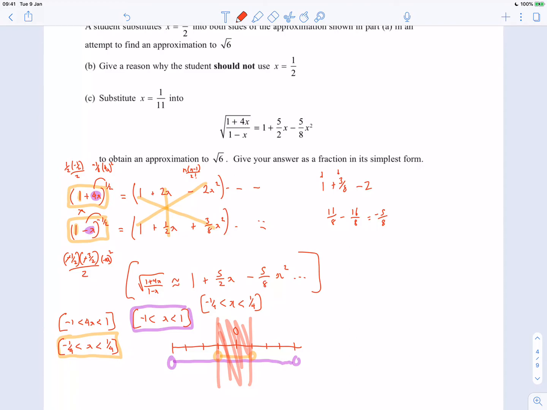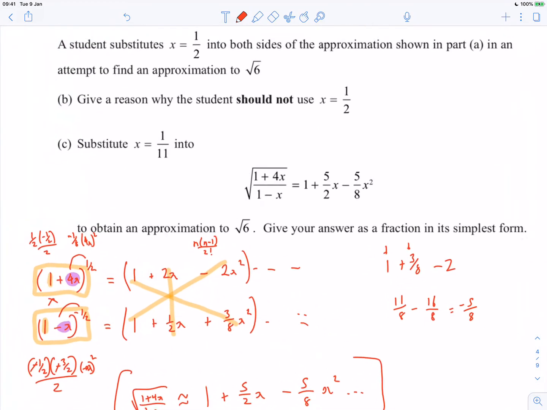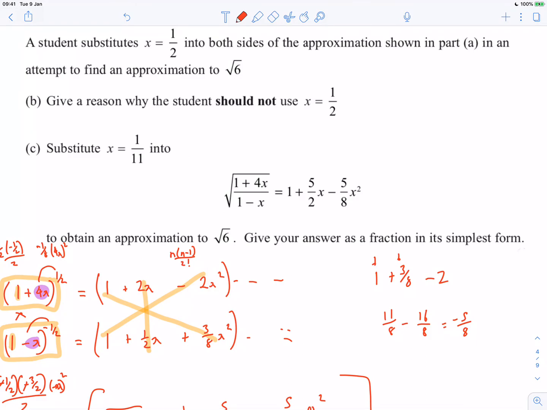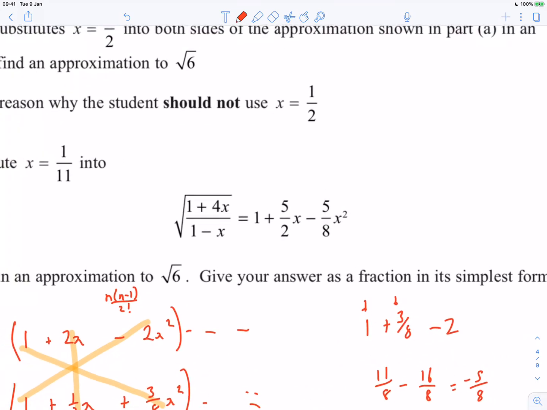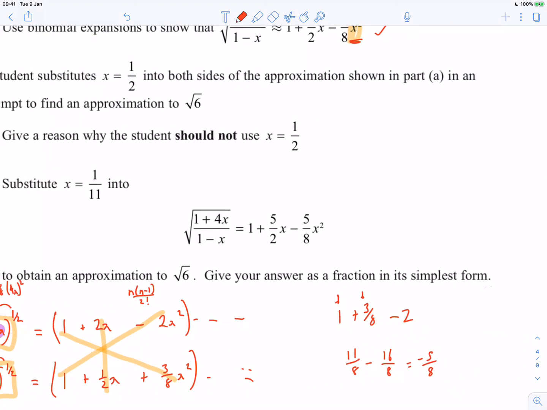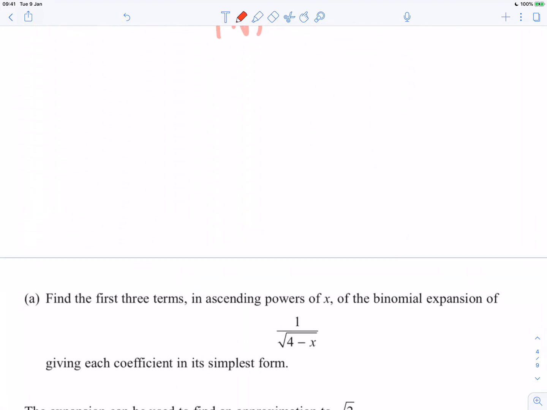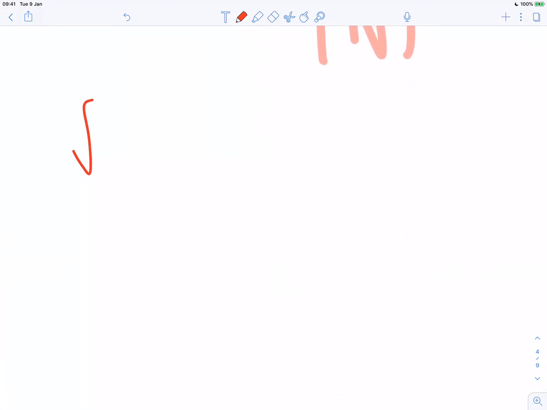Okay, for the next one, part C, substitute x equals 1 over 11 into this to obtain an approximation to root 6. So what happens if I sub 1 over 11 into the left-hand side? Well, let's deal with that over here. So the square root of 1 plus 4 times 1 over 11, so that's 4/11ths, over 1 minus x, which is an 11th.